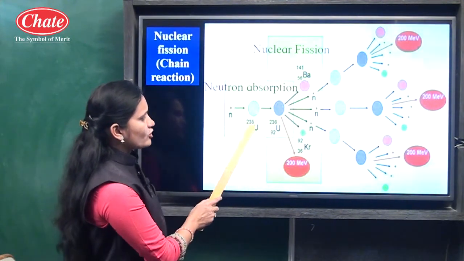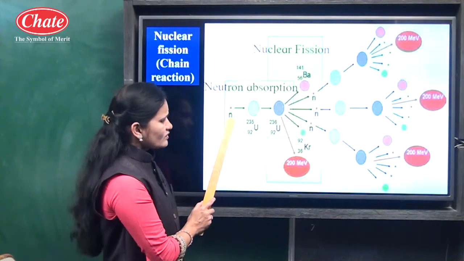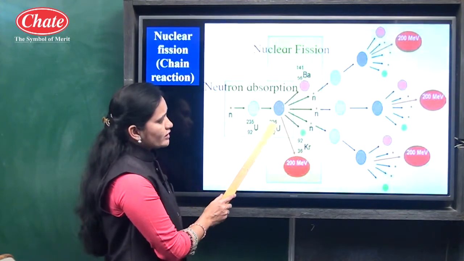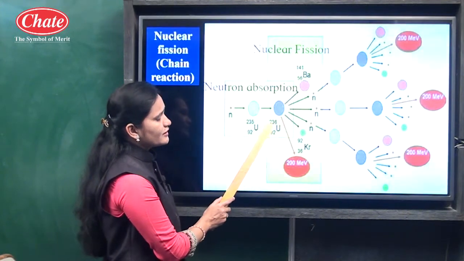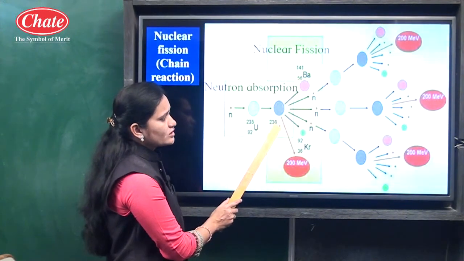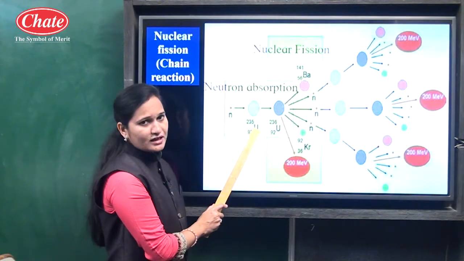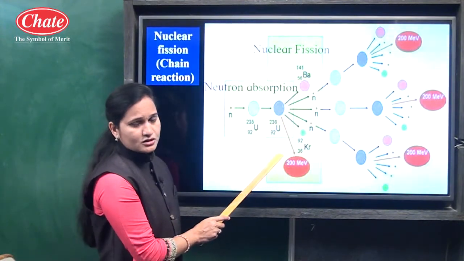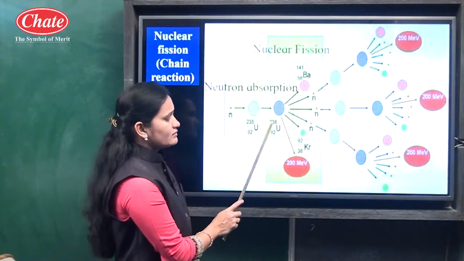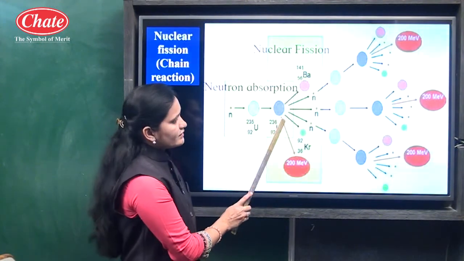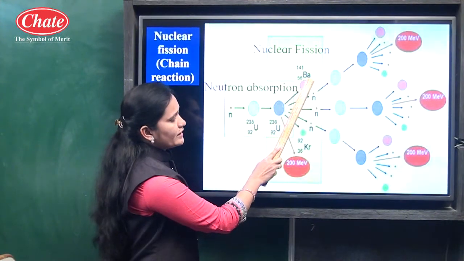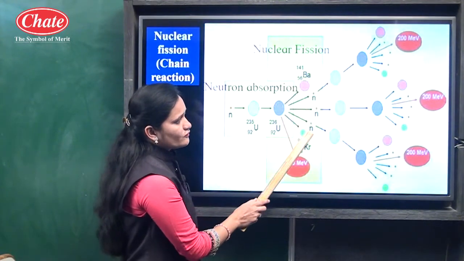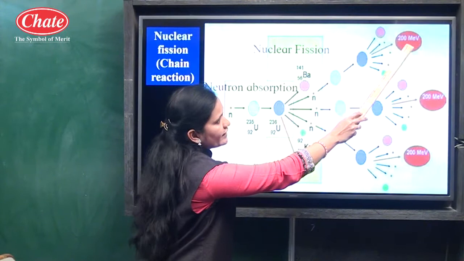When a neutron is bombarded on uranium, it absorbs that neutron and gets converted into an isotope of uranium. What does isotope mean? Uranium-235 becomes uranium-236, because one neutron is absorbed by the uranium, and this isotope is extremely unstable. Therefore, by nuclear fission, it gets converted into an atom of barium and an atom of krypton, and with that, 3 neutrons are also formed with the energy of 200 MeV.